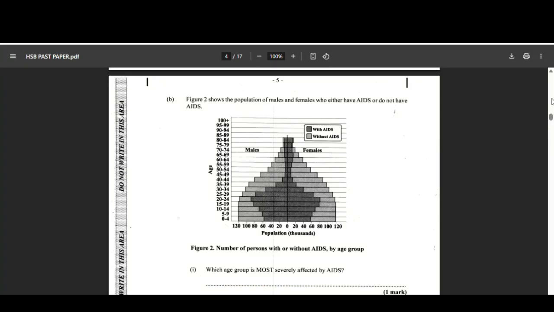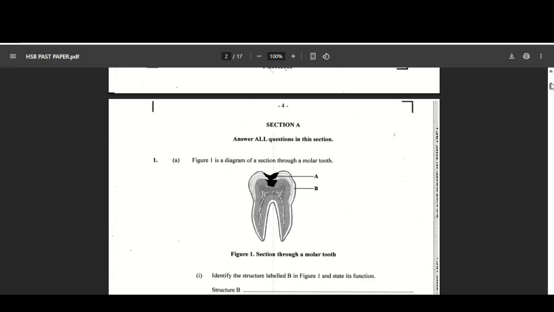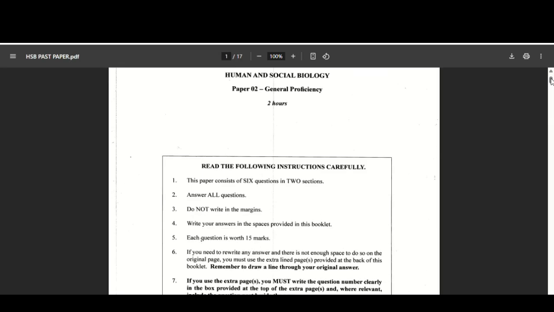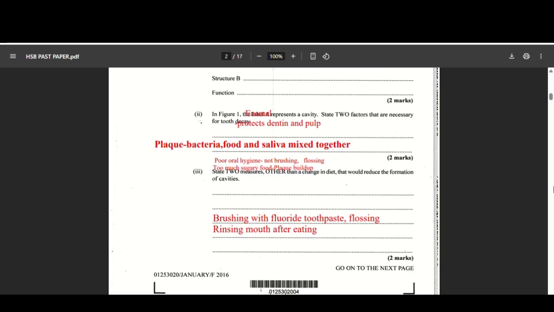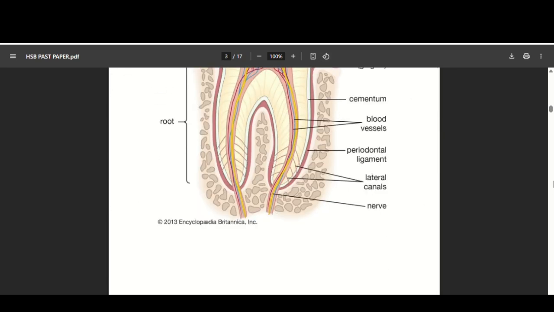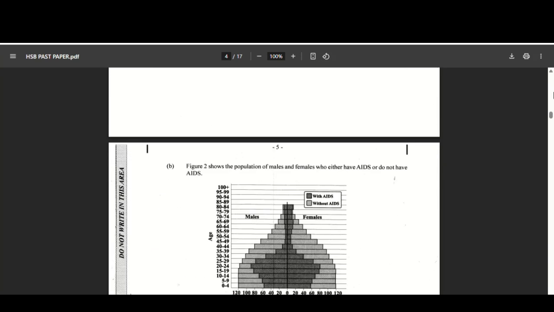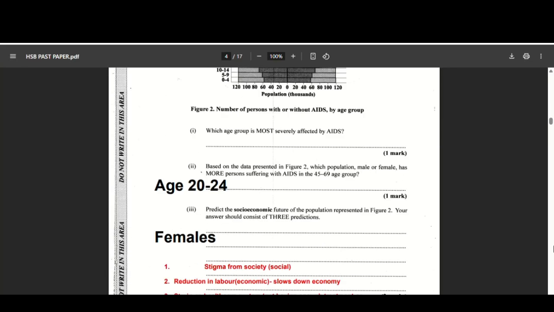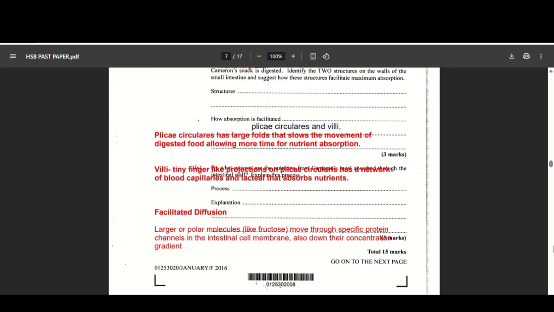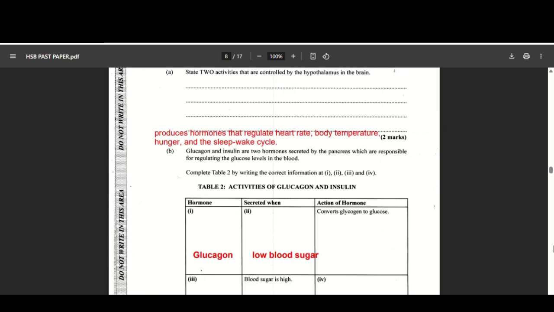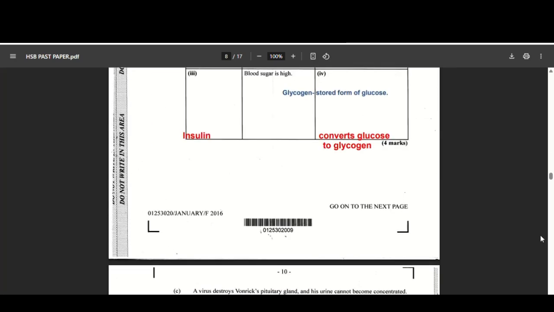So hopefully this was helpful. Always read the instructions, always read the instructions. Look, pay attention to the marks that they give, and just answer the question, right? And by the way, I may put this picture here, so that's basically it for the answers for this past paper. This one was done in, I think, 2016.